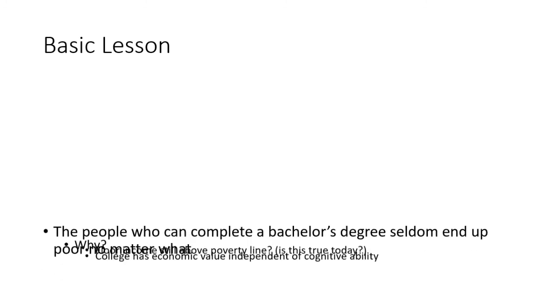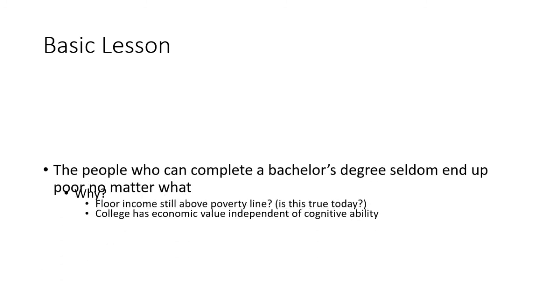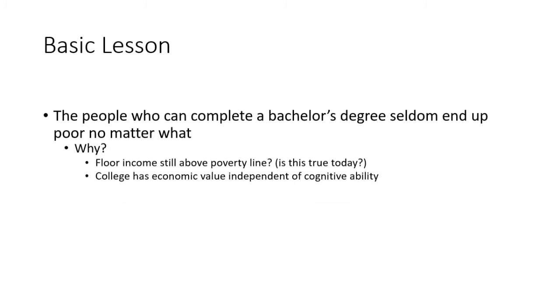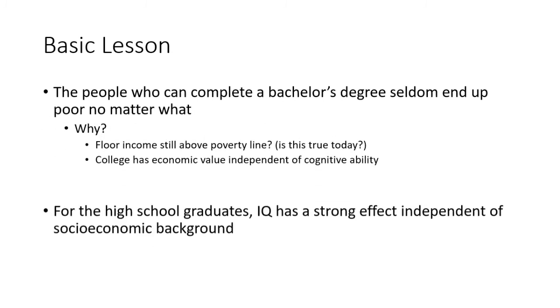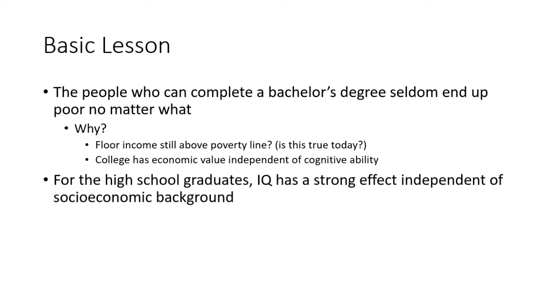The people who complete a bachelor's degree seldom end up poor, no matter what. So why is that? The authors talk about there's a floor income when it comes to college grads, and how that floor income can still keep you above the poverty line, irrespective of what your IQ is. The one question I ask is if this is true today as it was back then. I'm not really sure, because now the stigma is everybody's getting college degrees, and the college degree is kind of like yesteryear's high school degree.